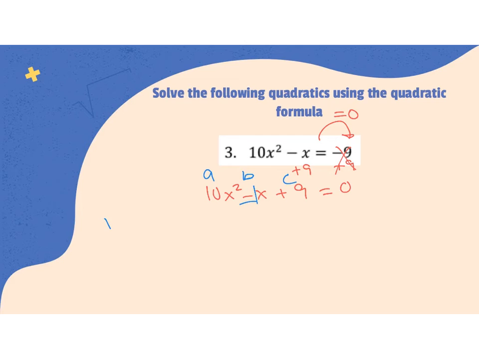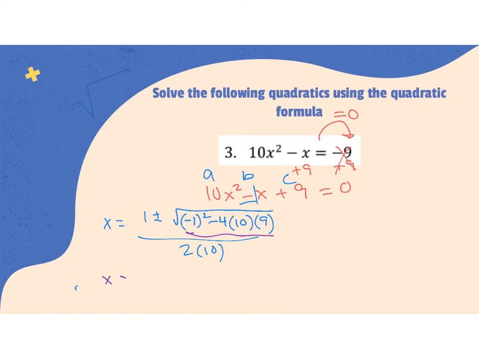All right, so let's plug it in. I have x equals the opposite of b, so that's positive 1, plus or minus the square root of b, negative 1 squared, minus 4 times a, which is 10, times c, which is 9, all divided by 2 times a, which is 10. All right, so I got to start under the radical. So I have x is equal to 1 plus or minus, negative 1 squared is positive 1, 4 times 10 times 9. 4 times 9 is 36, and then 36 times 10 is 360. So minus 360 there, divided by the 20.